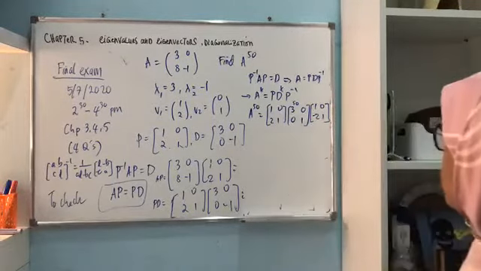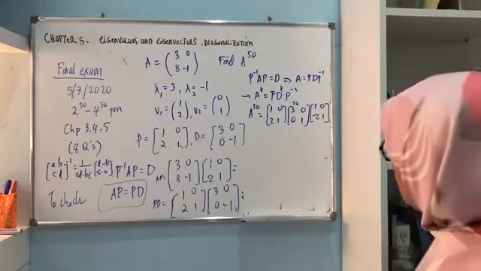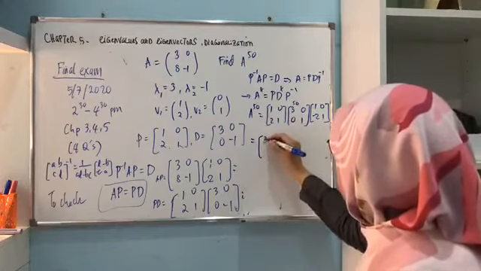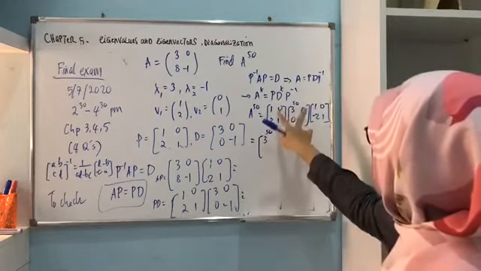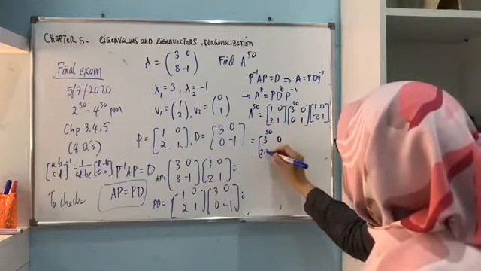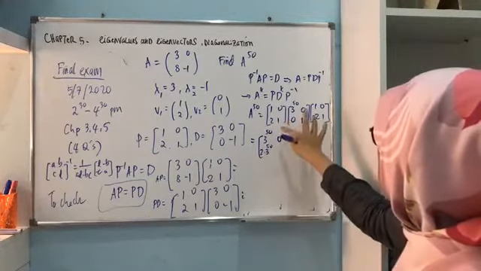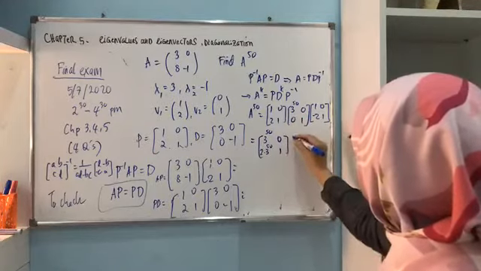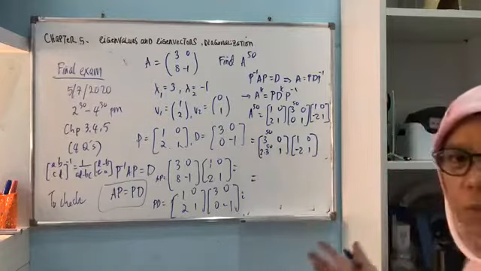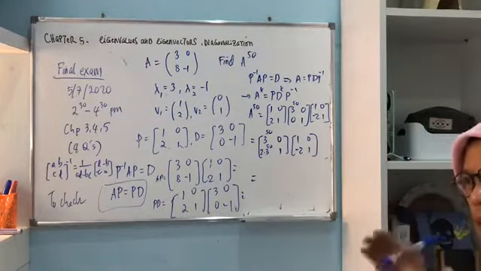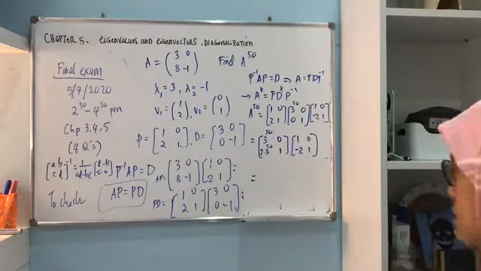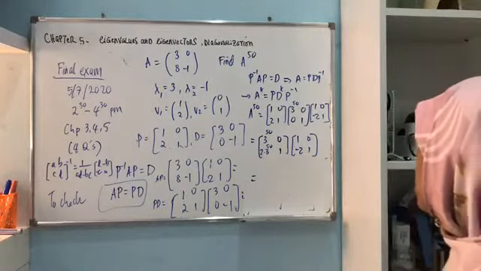So what is A to the 50? So multiply. This is 3 to the 50, 0, 2 times 3 to the 50, 1. I don't have a calculator with me, so I won't multiply out 3 to the 50. If you can multiply it out and get the answer, it's okay. But if you leave it like this, it's okay.